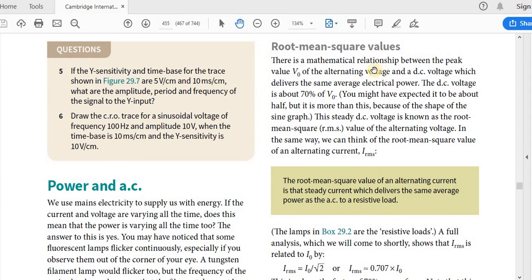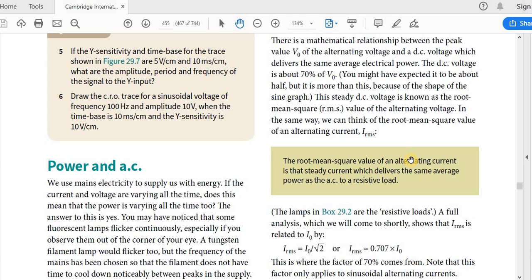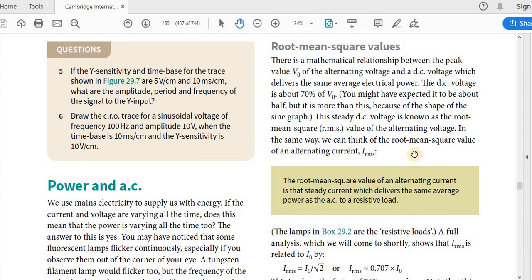Root mean square values. There is a mathematical relationship between the peak value V0 of the alternating voltage and a DC voltage which delivers the same average electrical power. The DC voltage is about 70% of V0. So we have V, which is the voltage. Then again we have in the equation we use I for the current, V for the voltage, but V0 and I0 are the peak values of the voltage and the current respectively.